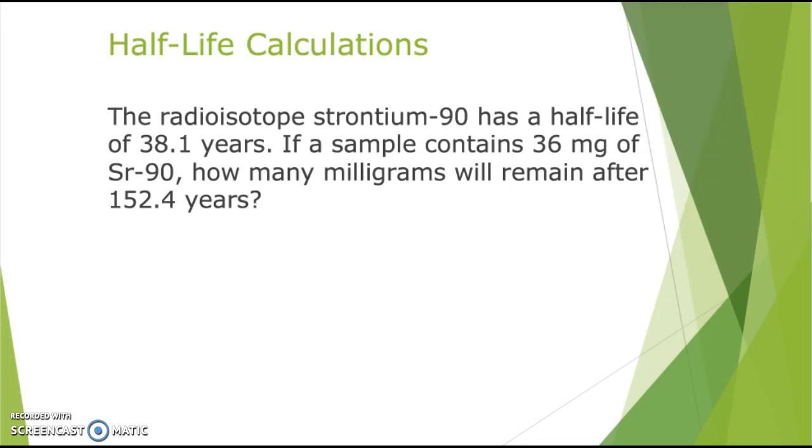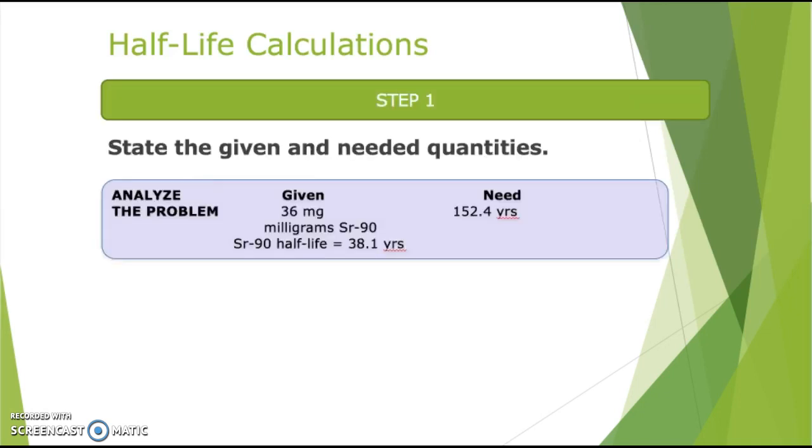So the question here is a word problem. We need to do some calculations. The first thing, let's go ahead and write our given or unknown. Our given is that we have originally 36 milligrams of Sr-90. It has a half-life of 38.1 years. We need to know how much of it is left after 152.4 years.